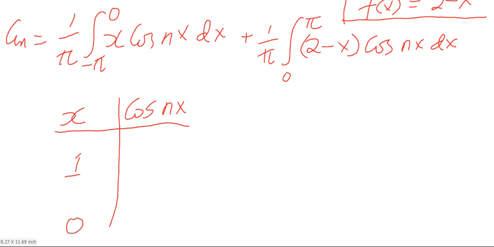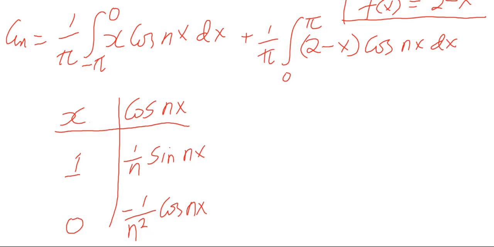Then we need to integrate now the cosine of nx the same number of times we have done the differentiation here. Not the derivative, we need to integrate. So the integral of cosine of nx is 1 over n sine of nx. And then we integrate again, we get minus 1 over n squared cosine of nx.